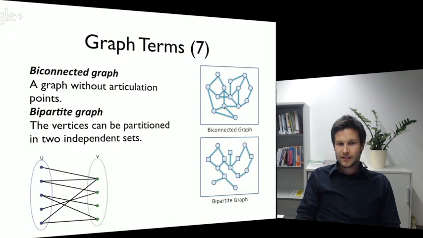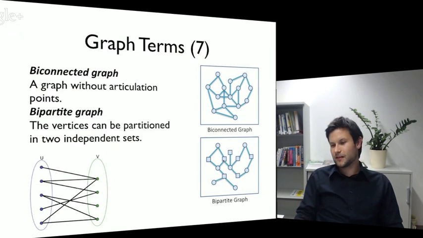Then the last class that I want to tell you about are bipartite graphs. And this is an interesting class because you have two independent sets of vertices where you only have edges between these two sets. So you see a bipartite graph on the lower right here, and you have circles and squares. You have two different types of nodes, and only circles are connected to squares, and you have no edge between two circles or two squares.